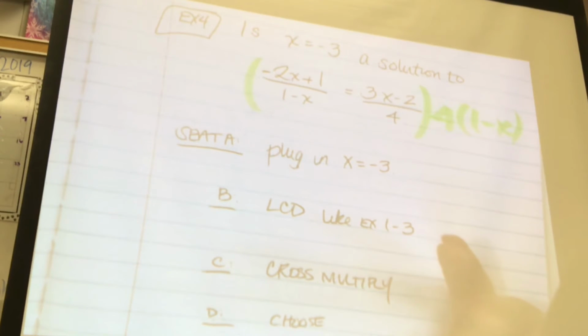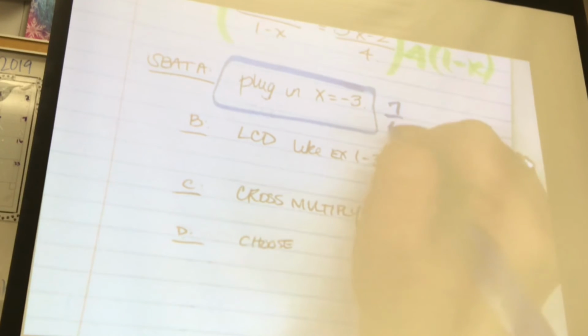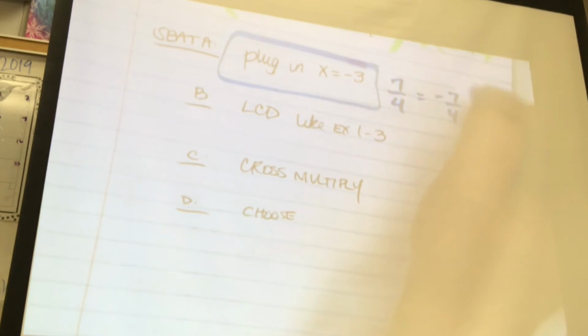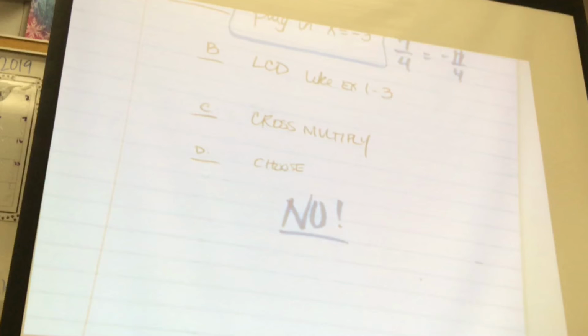But answer the question. Dylan, is it a yes or no? No. It is not a solution. Alondra, what'd you guys get? No. What'd you guys get, Michaela? No. Dylan, you're seat A, right? What did you get when you plugged in on the left-hand side? Well, it's 7 over 4. 7 over 4, right? And then on the right-hand side? Negative 7 over 4. And that's definitely not the same thing. Negative 11 over 4? Either way, definitely a no. So if I ask you, is it a solution? The answer is no. Not a solution.